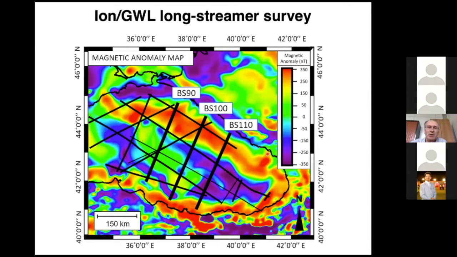More recently, we got access to some nice industry data collected with a 10-kilometer streamer. Here, the multi-channel lines, the bold ones, are the ones with the 10-kilometer streamer. We also had a few other lines that we'd collected over the years, which are the thinner ones, which went into this interpretation as well. And then they're put on top of the magnetic anomaly map.